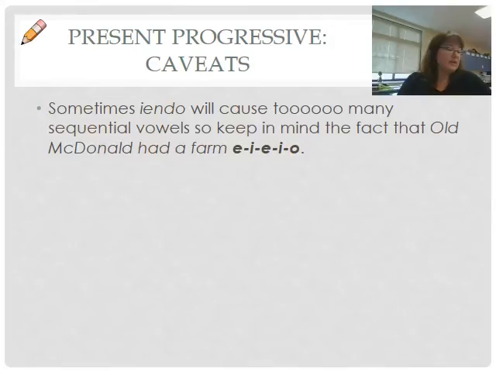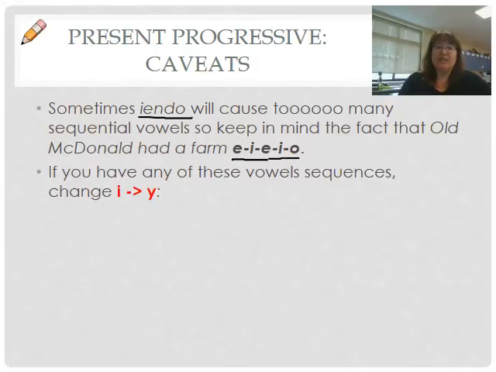Okay, now there are some caveats, right? There's a couple of warnings here. There's almost always exceptions, no matter what the rule is, always exceptions. Sometimes this yendo ending will just cause too many vowels. So if you keep in mind, Old MacDonald had a farm, E-I-E-I-O. Whenever you see this combination, an E-I-E or an E-I-O, then you know something needs to be changed. And it's going to be the I is going to change into a Y.